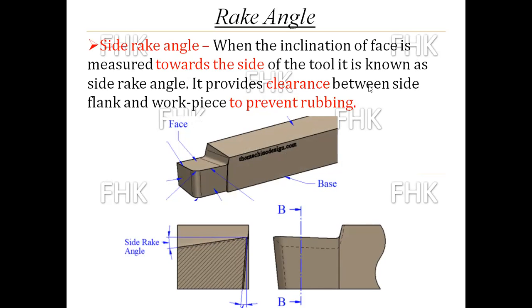It provides clearance between the side flank and the workpiece to prevent rubbing. When the tool starts rubbing against the workpiece, that means the side rake angle is reduced or removed. At that time, you have to grind the tool to provide the side rake angle. So this is the side rake angle.